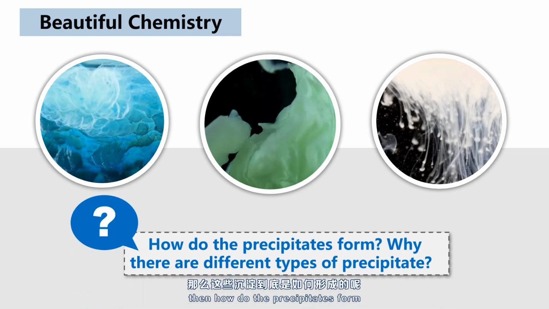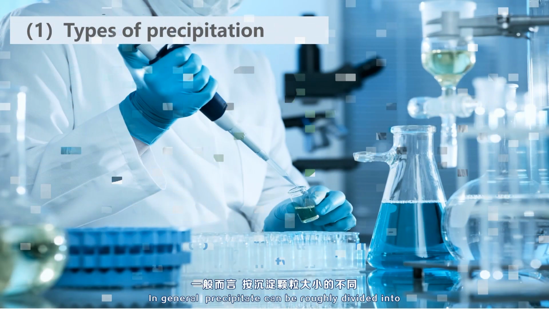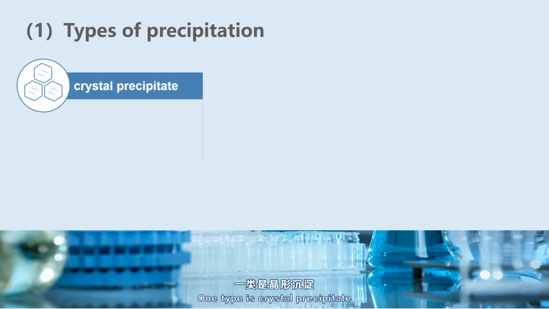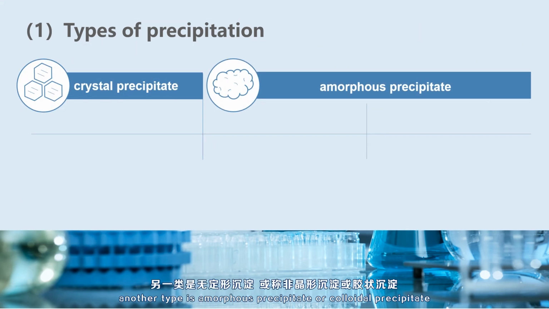Then, how do the precipitates form? Why are there different types of precipitate? In general, precipitate can be roughly divided into two categories according to the size of particles. One type is crystal precipitate. Another type is amorphous precipitate or colloidal precipitate.